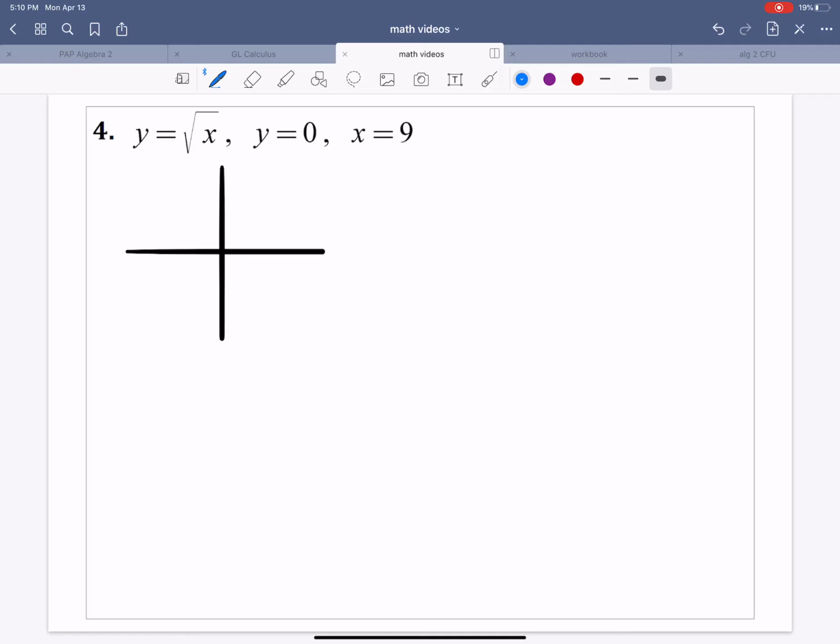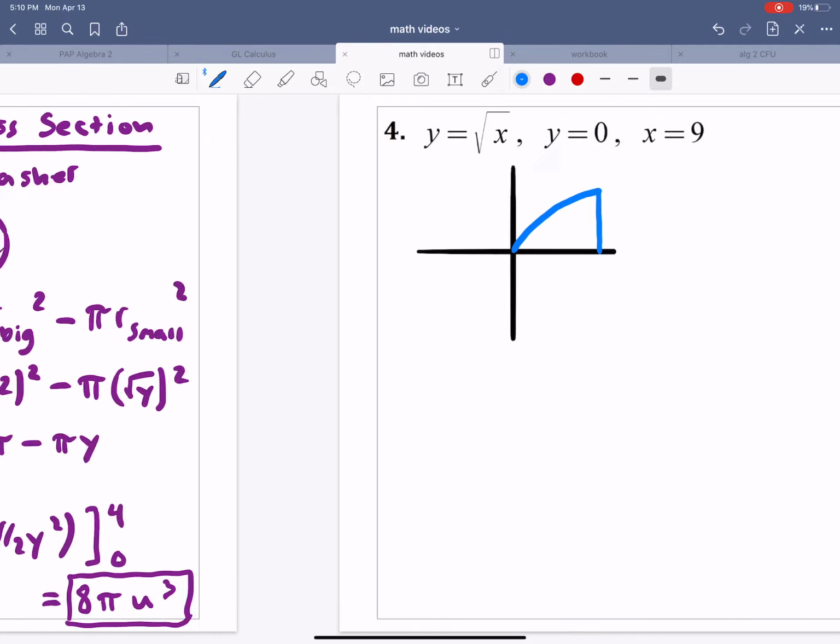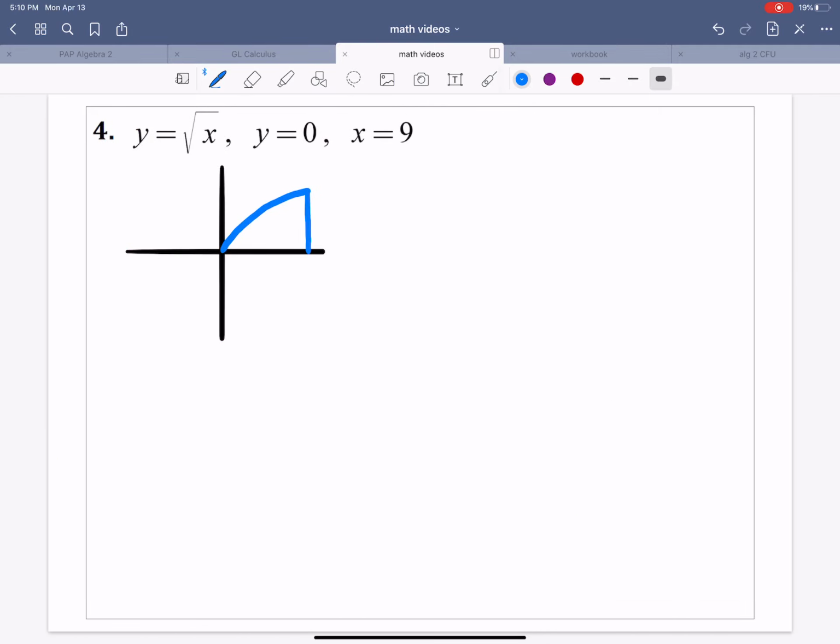Okay, so we get the square root of x is a curve like this. X equals 9 is a vertical line like you see. Y equals 0 is right down here. Okay, it's a pretty easy shape to see. So our area enclosed by those 3 lines is right here. We are rotating around the y-axis. So that means when I rotate this, I'm going to get a shape that looks almost identical on the other side.